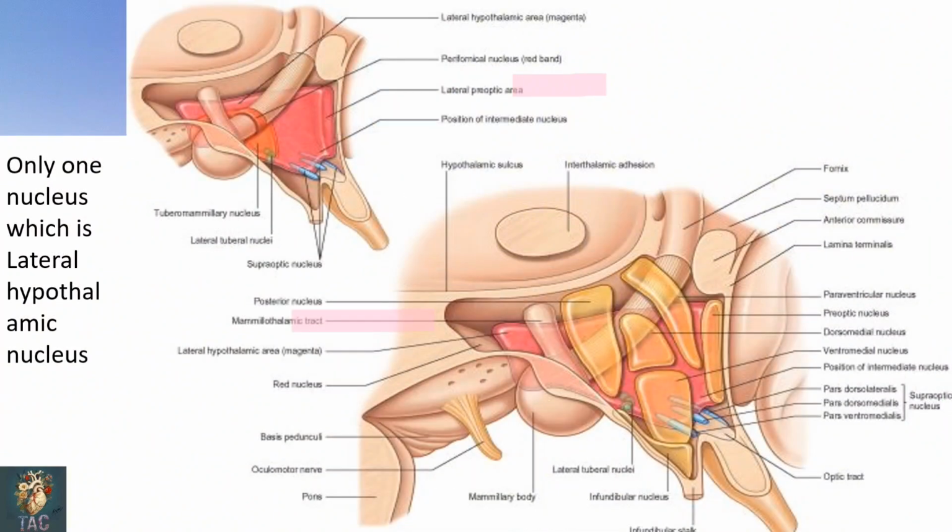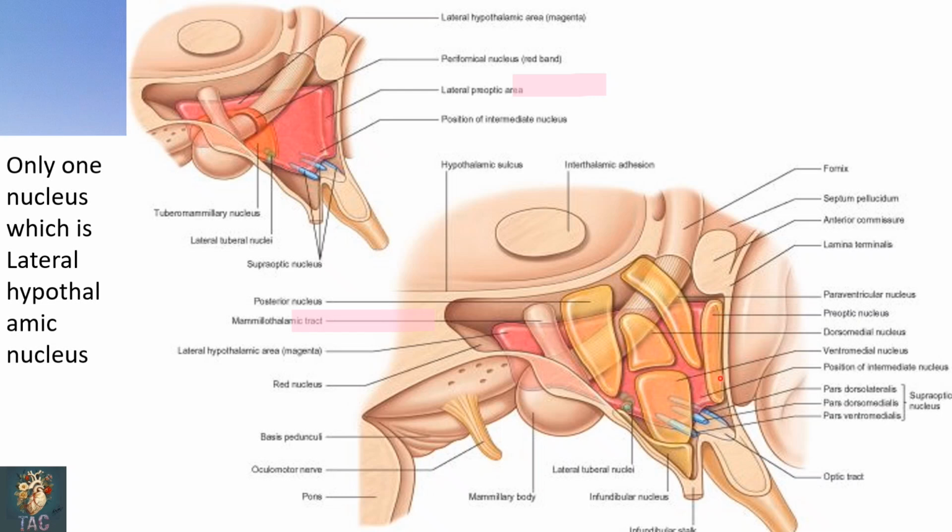So this is another beautiful diagram, in which you can see this is the anterior aspect and this is the posterior aspect. This one is the anterior thick limb of the fornix, which is passing through the substance of the nuclei of the hypothalamus and dividing it into anterior, medial and lateral zones. In this pink area you can see the lateral hypothalamic area or lateral zone, in which the only nucleus present is the lateral hypothalamic nucleus.